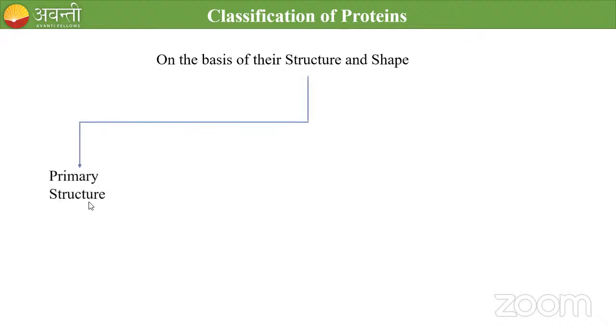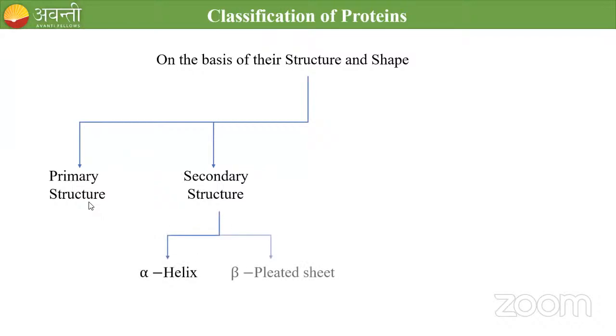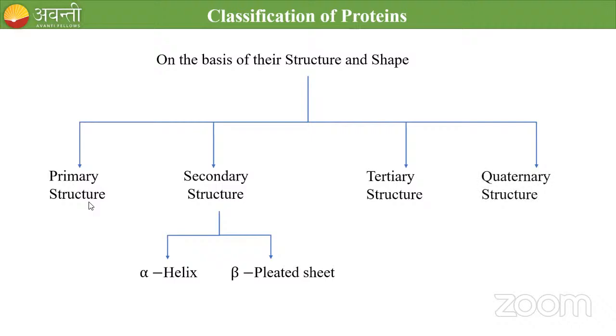Okay. So the second classification is on the basis of their structure and shape. On this basis, it is classified into four: primary structure, secondary structure, which has two classifications, alpha helix and beta pleated sheet, third is tertiary structure and the fourth one is quaternary structure. So according to structure and shape, it is classified into four. Now let us discuss one by one.